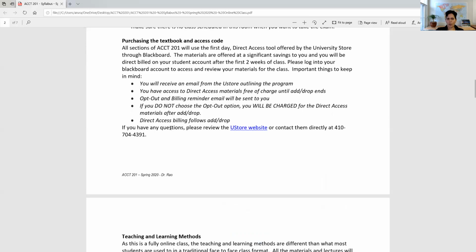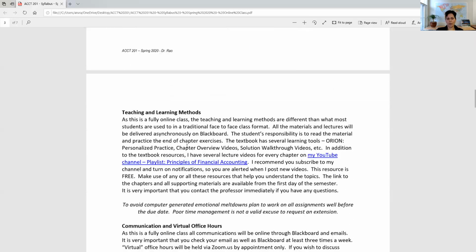I already mentioned purchasing the textbook, and Megan has that PowerPoint presentation. I'd like you to go over that, and it'll tell you how to access Wiley once you have the access to the resources, which is going to be on Monday.